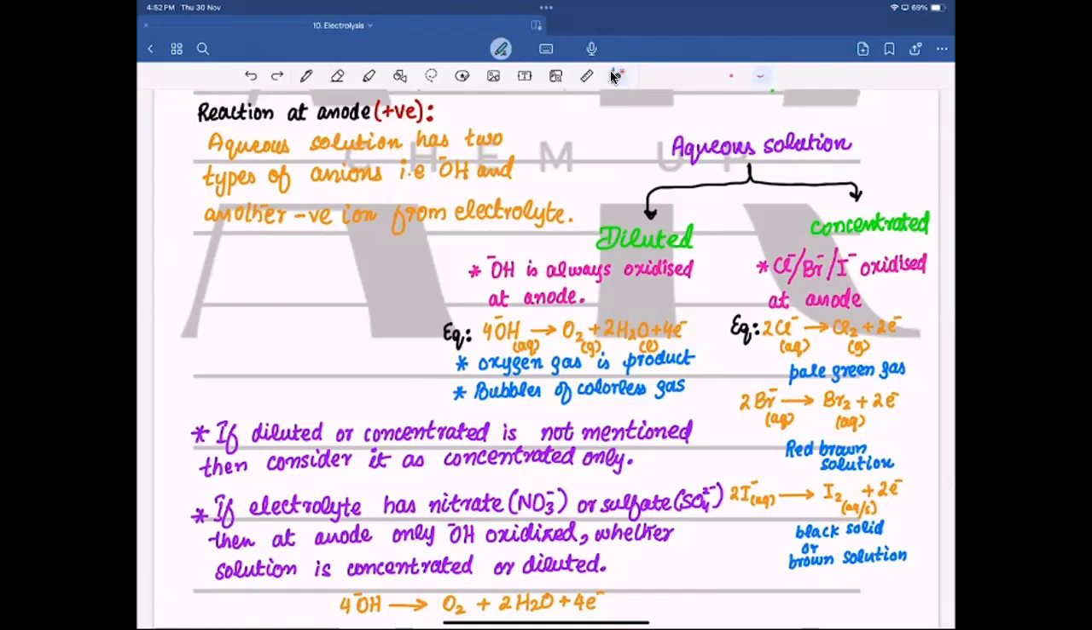Okay, sir. And sir, if in the question dilute and concentrated is not written, can we not choose molten instead of concentrated? No, if they say it's an aqueous solution, for example aqueous sodium chloride, how can you consider it as molten? Molten would mean it's a solid being heated. So we consider it as concentrated. Okay, sir. Okay.